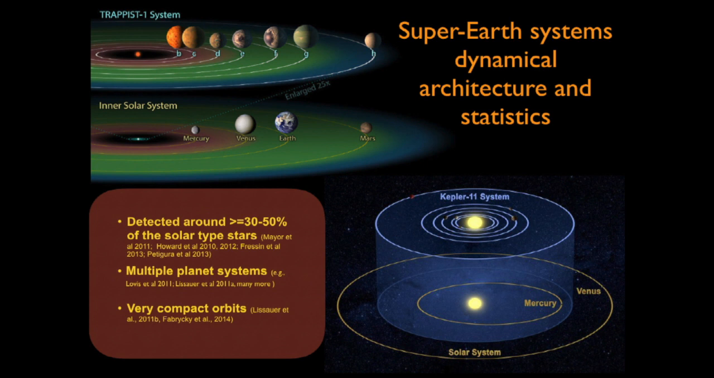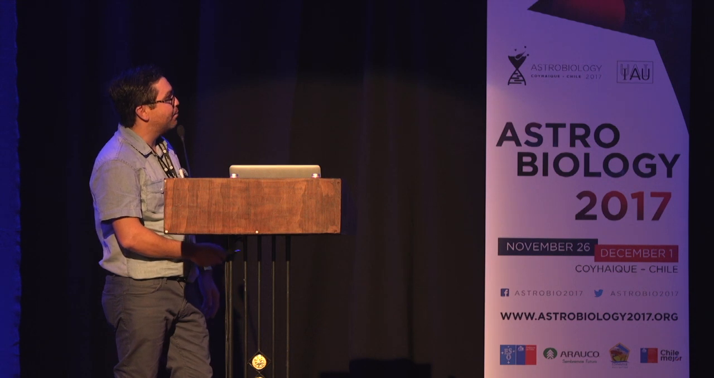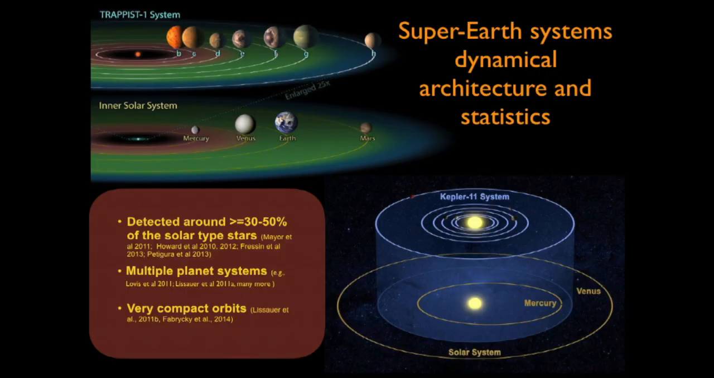So here is a plot showing the TRAPPIST-1 system, and the inner solar system is that region here. If you put it on a scale, the TRAPPIST-1 system in the solar system, that's what it should look like. So you can see how close to the star this system is. And there's another nice Kepler system, the Kepler-11 system. If you put the solar system here, all these maybe 6 planets should be inside the orbit of Venus. So that shows that these systems are extremely compact.